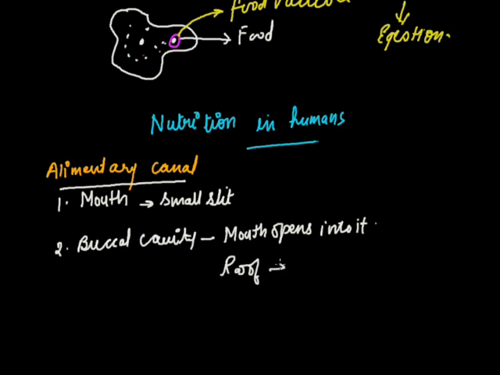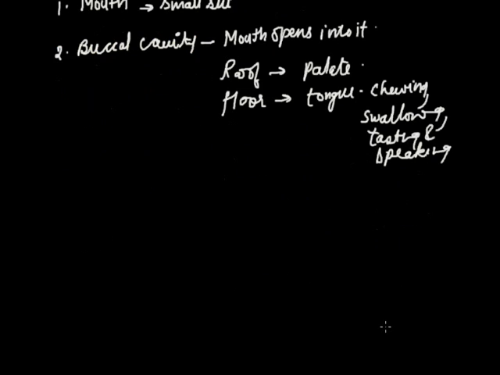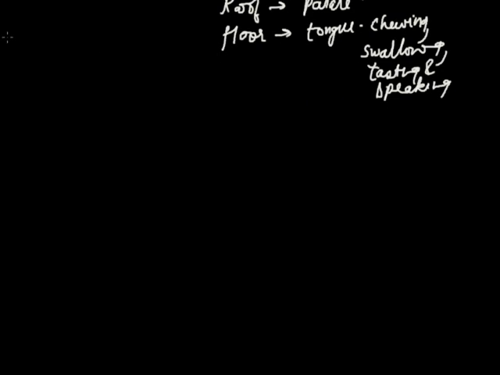Its roof consists of a bony hard palate, and the floor of the buccal cavity consists of a muscular structure which is called the tongue. It helps in chewing, swallowing, tasting, and speaking. The tongue has various types of papillae having taste buds also. The buccal cavity also consists of jaws or teeth along with the tongue.